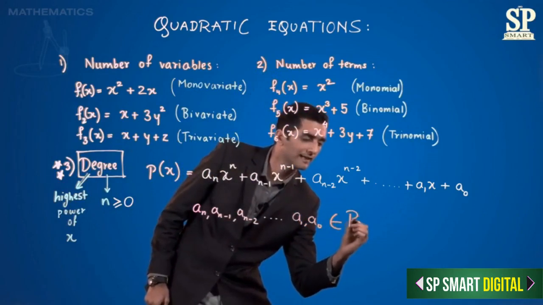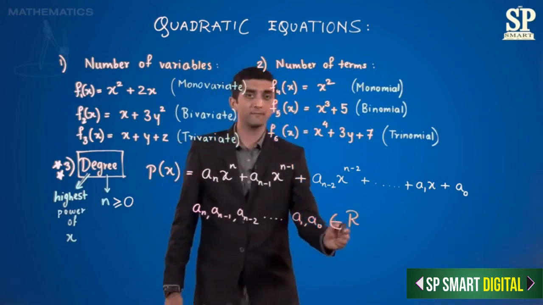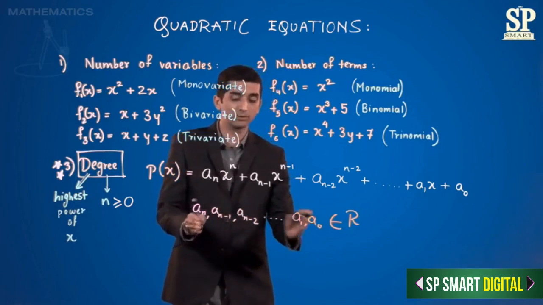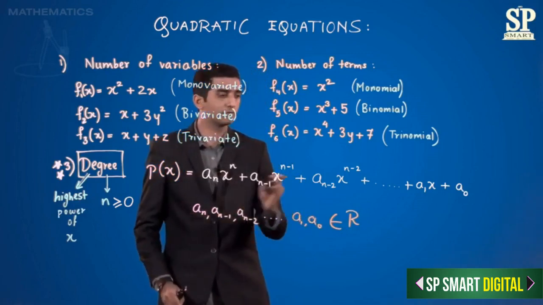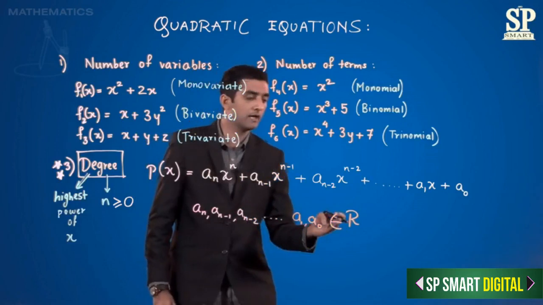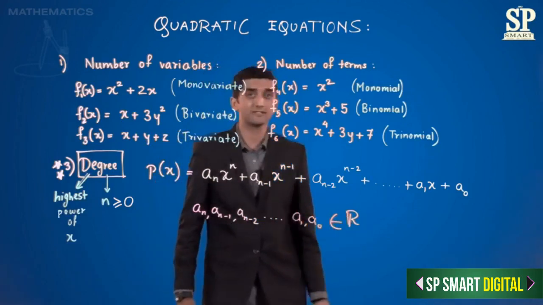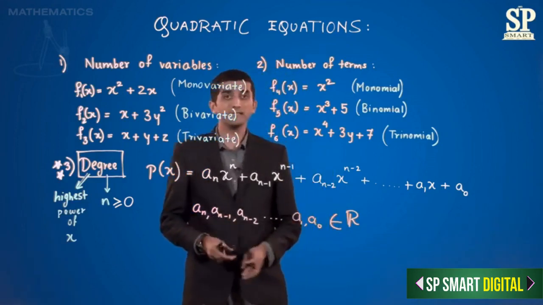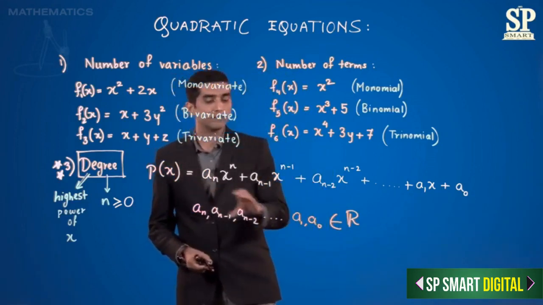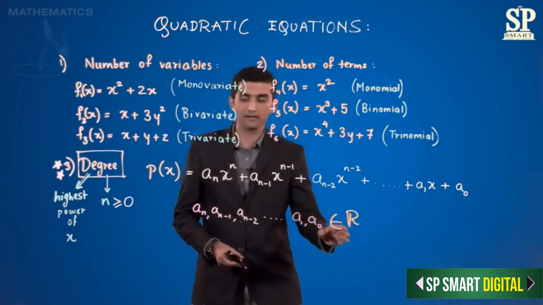So we can write that as such. This signifies that all these values, all these coefficients of these terms in this polynomial, are part of the real set. So we sometimes write this as such. This signifies the condition that all the coefficients of a polynomial are real values.